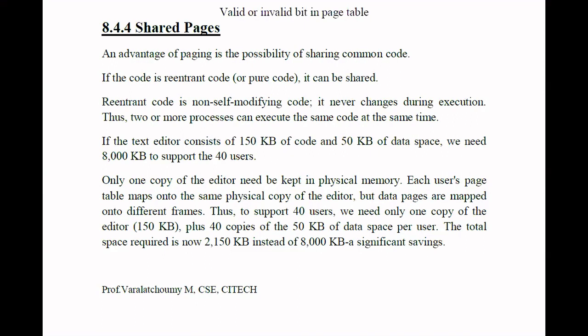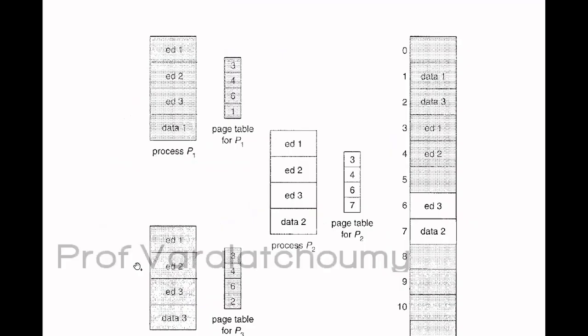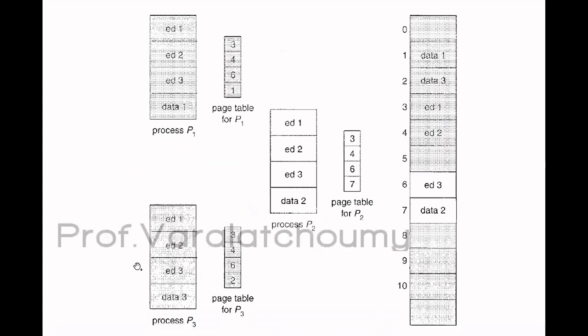So we can have just one copy of that particular editor as a single page, and that can be shared across all 40 users. This is basically the concept of shared pages. Here we have process 1, process 2, and process 3, three different processes, and we have an individual page table for each. This is the page table for process P1, this is the page table for process P3, and this is the page table for process P2.